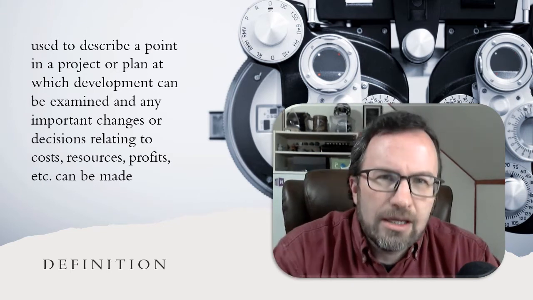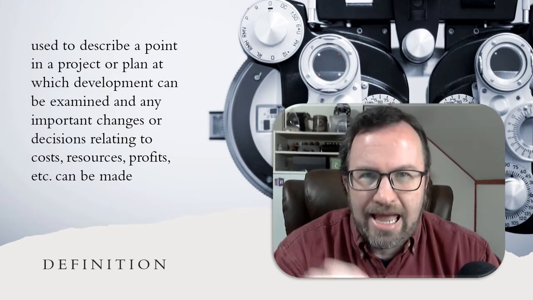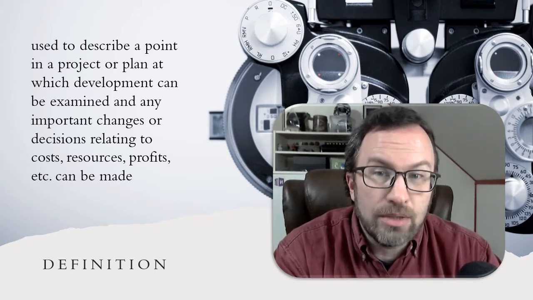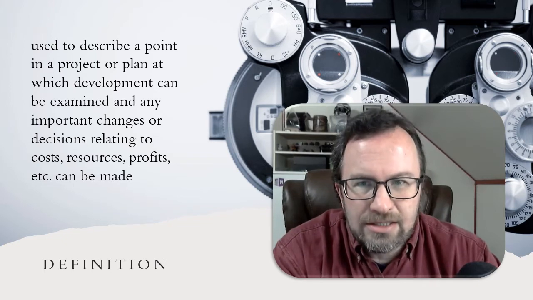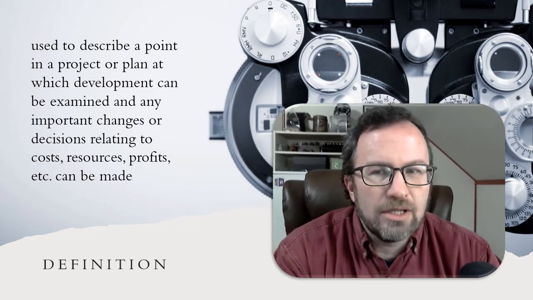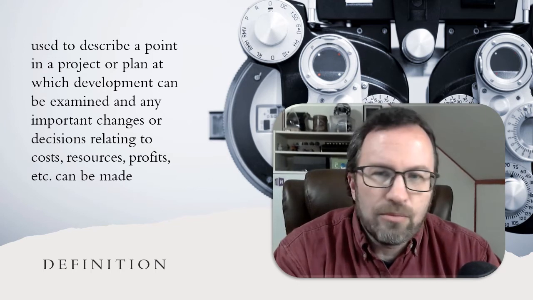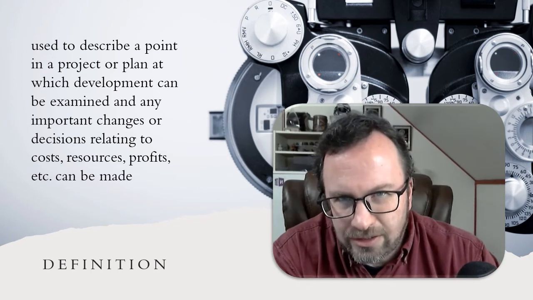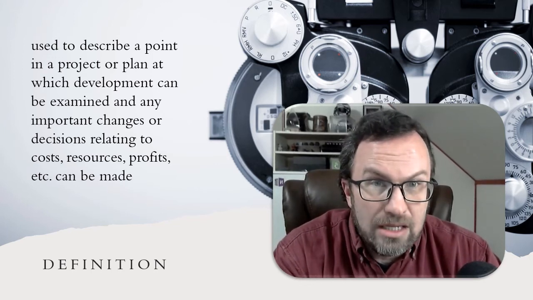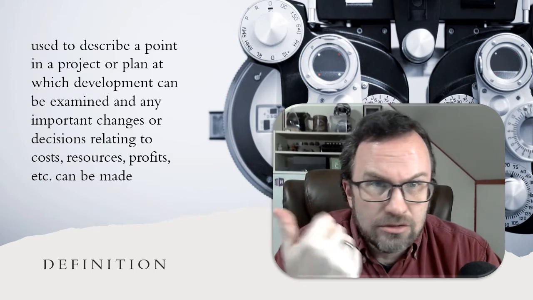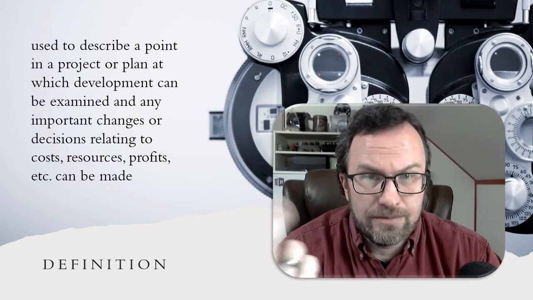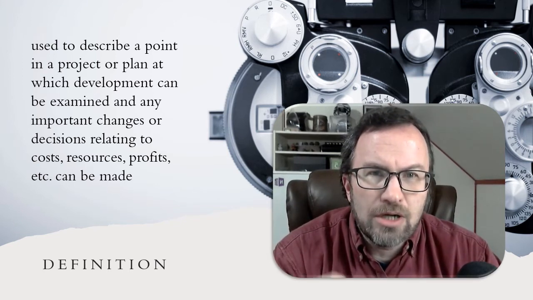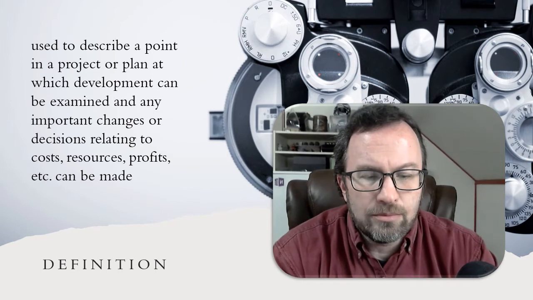Now, the Cambridge English Dictionary defines a stage gate as something that's used to describe a point in a project or a plan at which development can be examined and any important changes or decisions relating to costs, resources, profits, etc. can be made. Now, when I hear this definition, the most important parts to me are examined, changed, and decisions. You see, a stage gate is your opportunity to make sure everything is on track before proceeding.